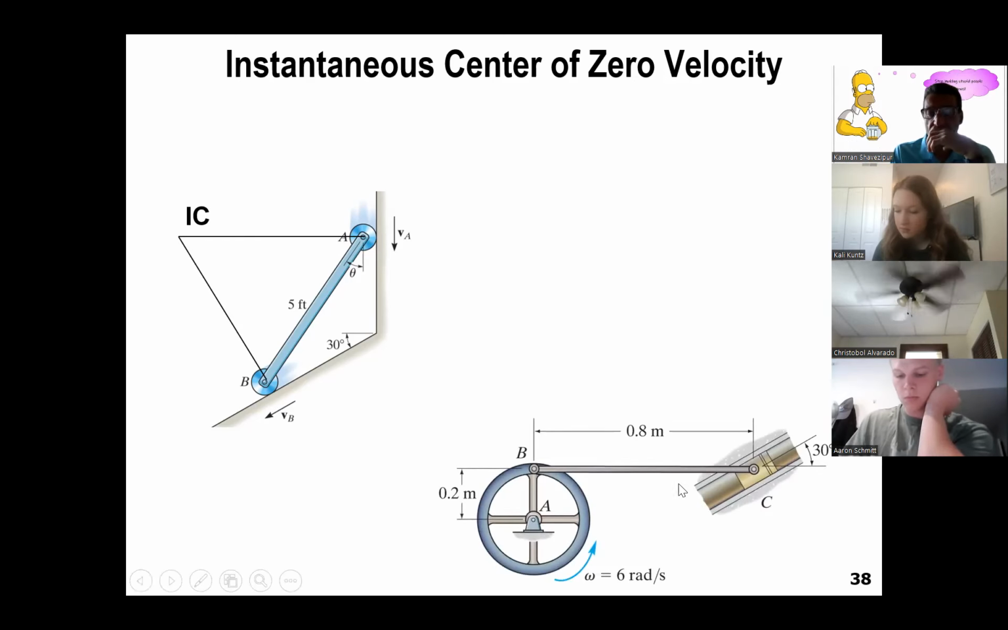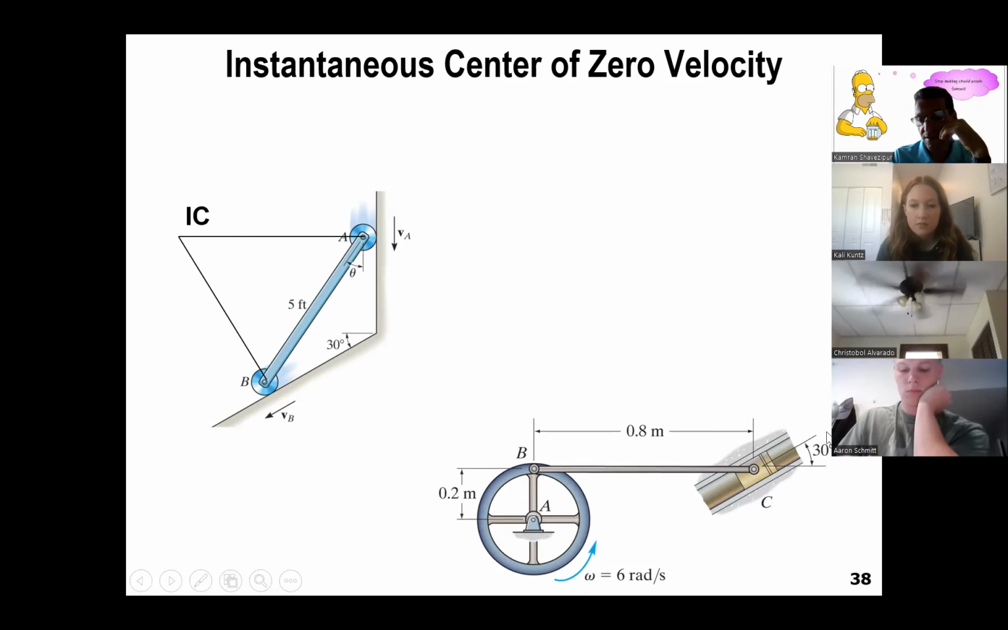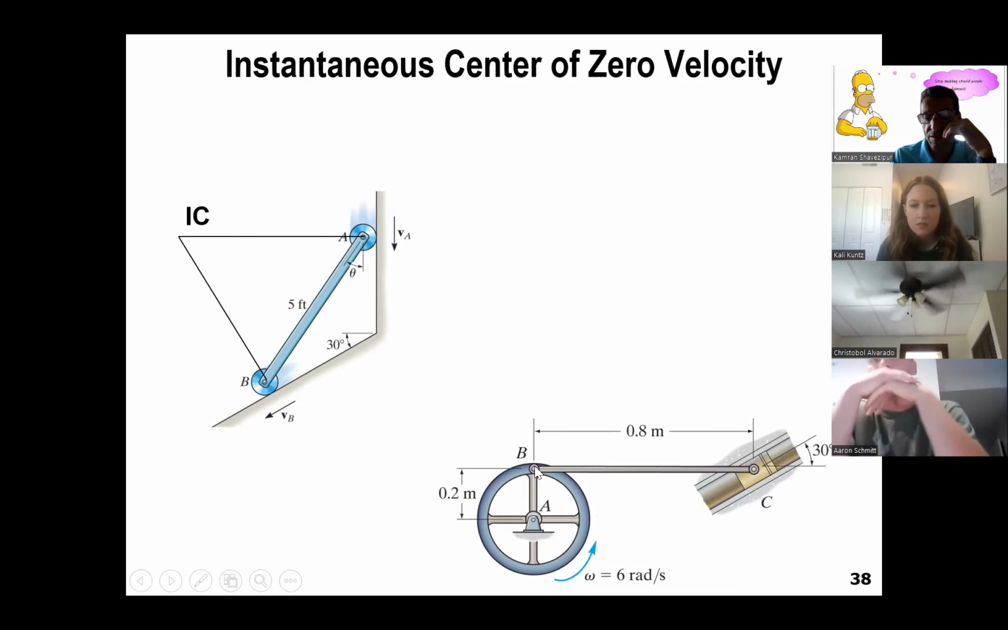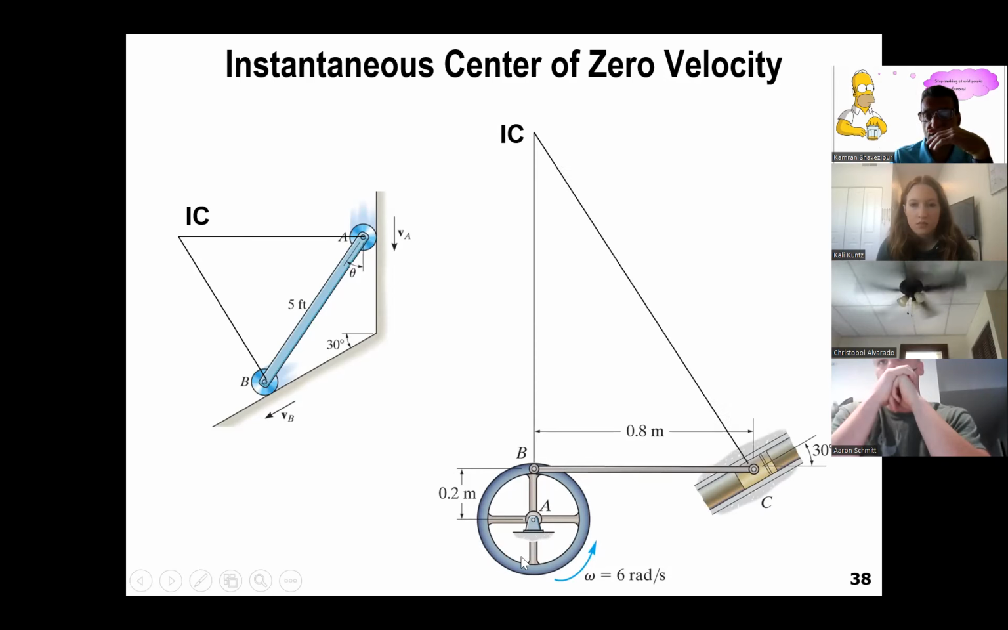Look at this mechanism. It's like a crank slider. The piston goes back and forth with a linear motion here. Point B has rotational motion here. So the velocity of B is perpendicular to the radius, so if omega is this way, B goes that way. And the velocity of C is this way. So perpendicular to velocity of A is parallel to AB. Perpendicular to velocity of B is perpendicular to this guy. You draw the line, this is your IC, right?